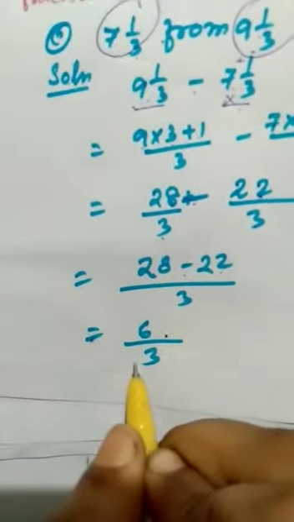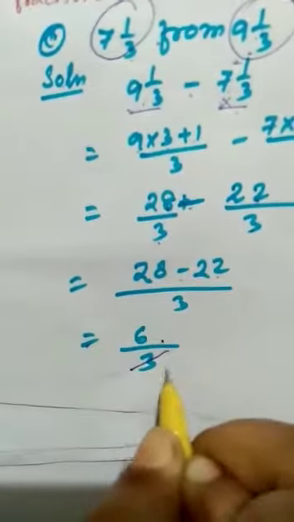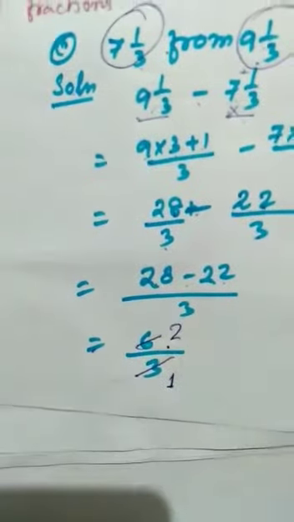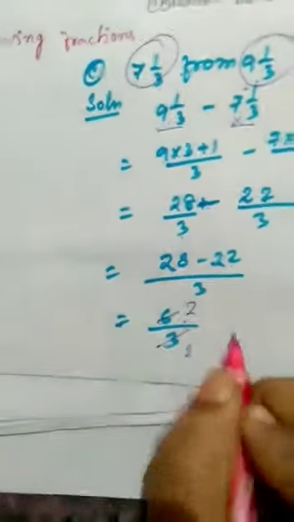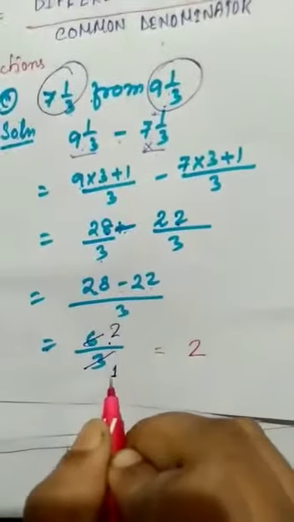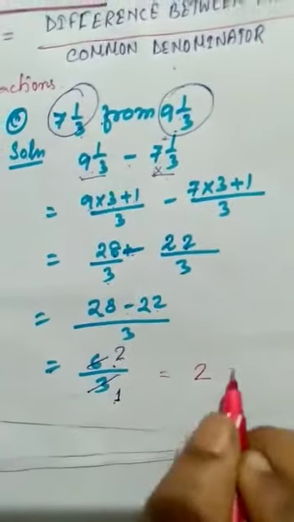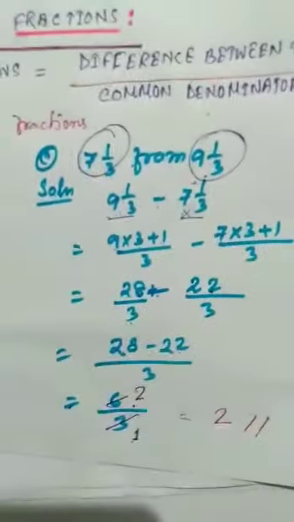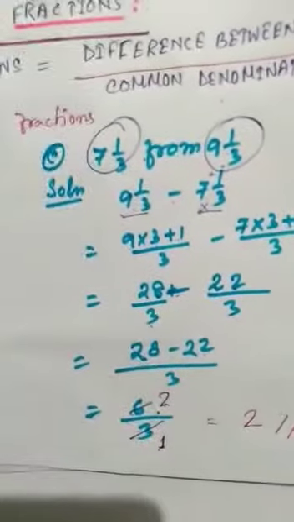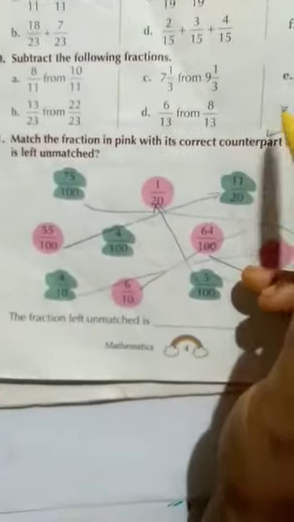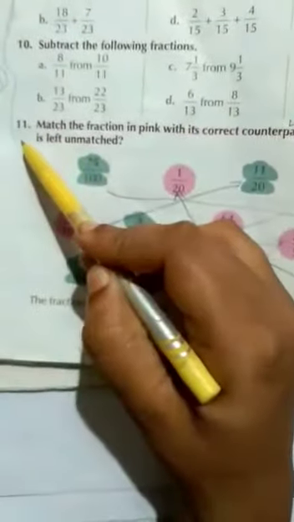Now how can we reduce it, students? You can see 3 1s are 3, 3 2s are 6. So what will be the answer now? 2. As the denominator is 1, no need to write the 1 in the denominator, just the numerator is 2. So the answer is 2. I hope this is clear to you now, how to solve this addition and subtraction. So students, this way you can solve question number 10 also. Rest of the sums you do by yourself. Okay, it's very easy. Now let's move to our next question, question number 11.